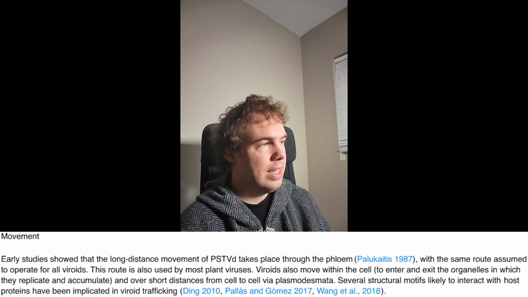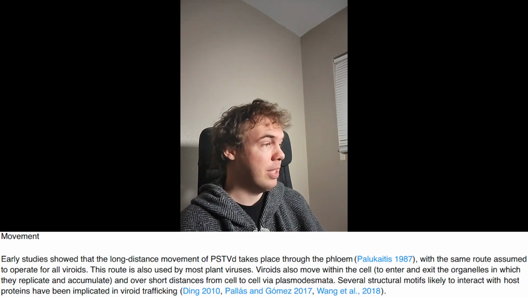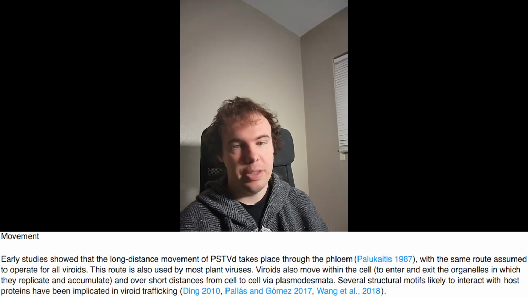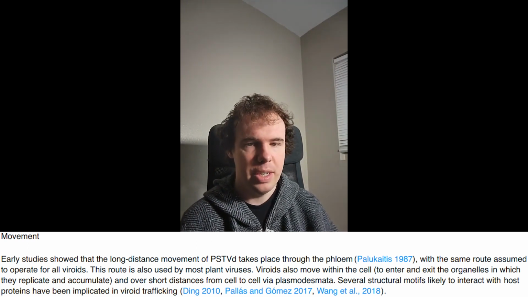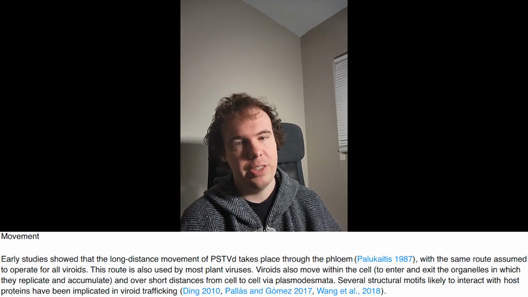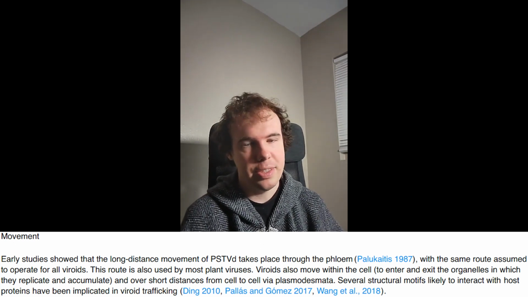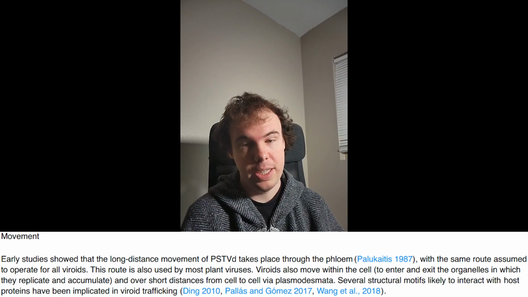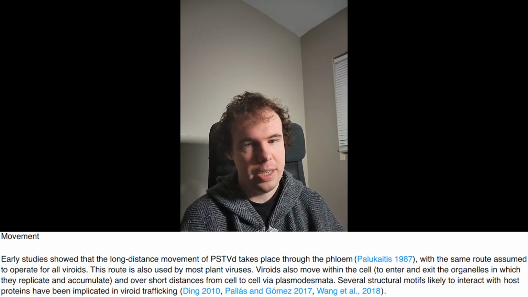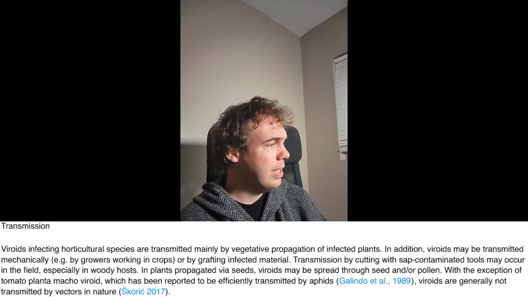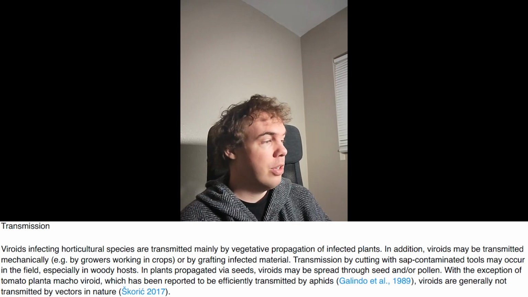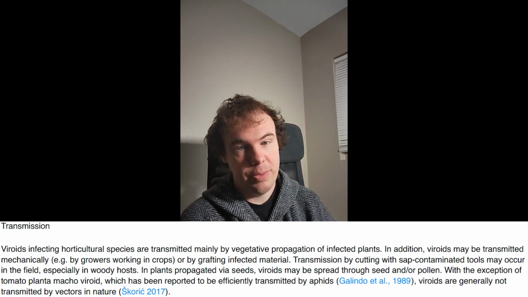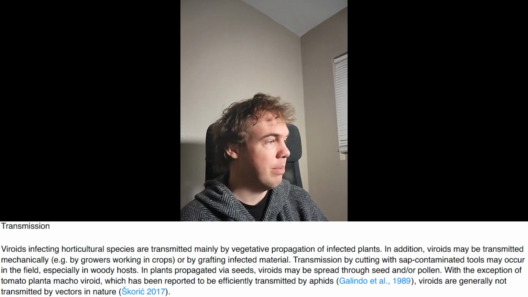Movement. This is a question a lot of people ask about. Early studies showed the long-distance movement of potato spindle tuber viroid, for example. People will reference this a lot because it's perhaps the first viroid that was ever described, so we have a lot more research about it compared to other viroids. It tends to be a model organism, like Arabidopsis is for plants. In addition, viroids may be transmitted mechanically by growers working in crops or by grafting infected material, which are the two biggest ways that Hop Latent Viroid is passed, for example.